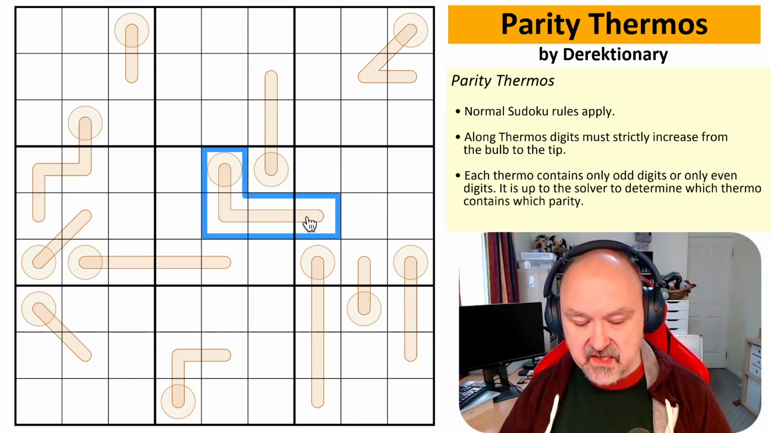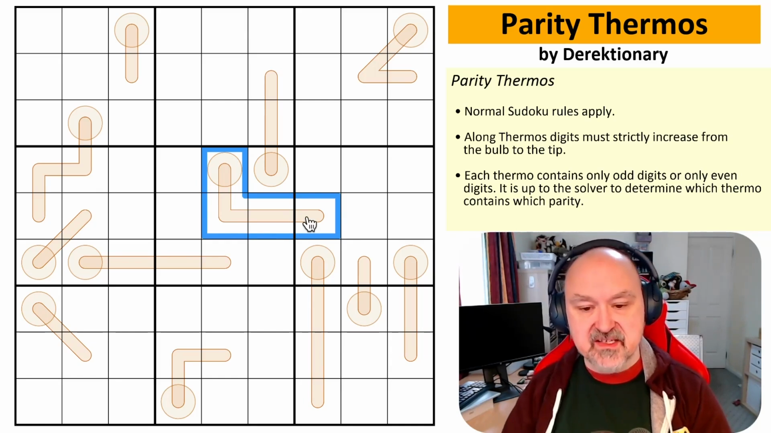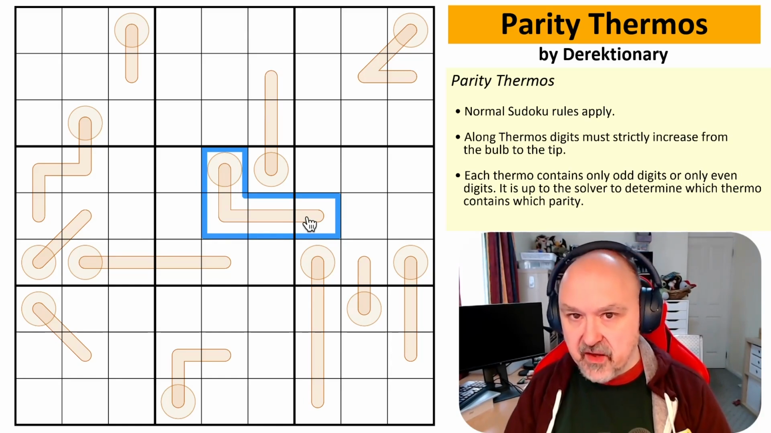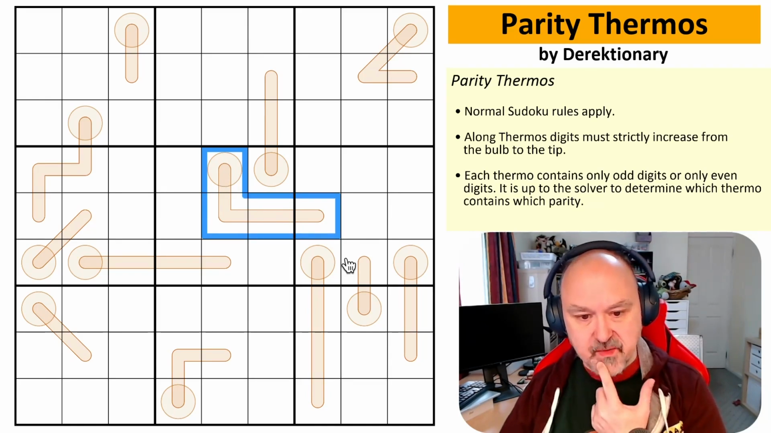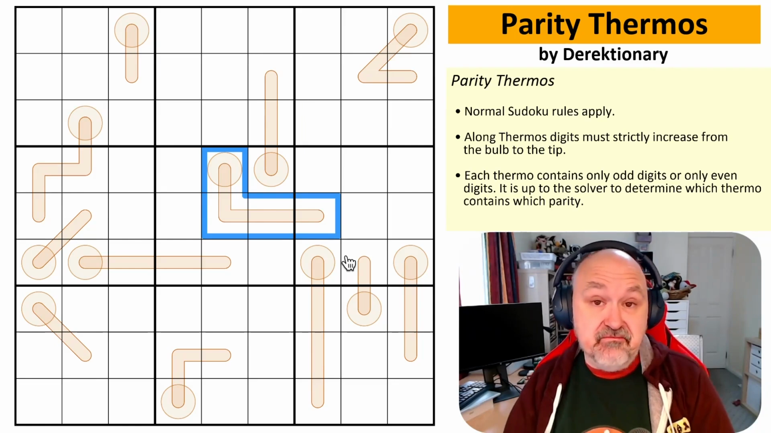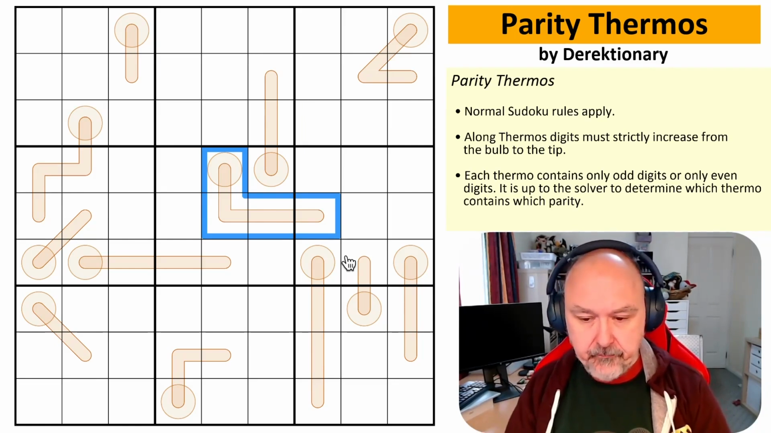They do not have to be sequential, they do not have to be consecutive, but they do have to be strictly increasing. What this puzzle adds on top of that is every thermo will either be entirely odd or entirely even. So all of the digits on this thermo will either be all even or all odd. So that should provide quite a bit of constraint. Let's give this a shot. You can try it on the link below.